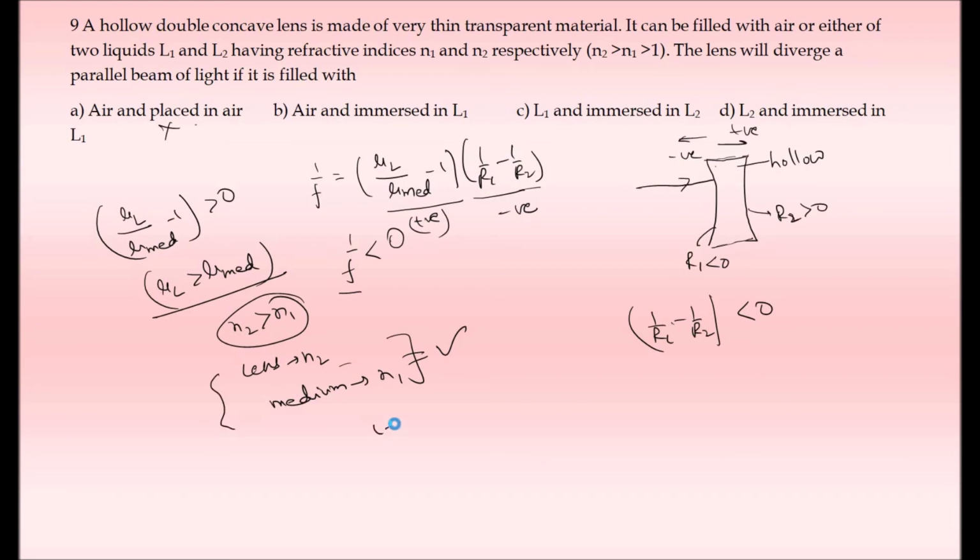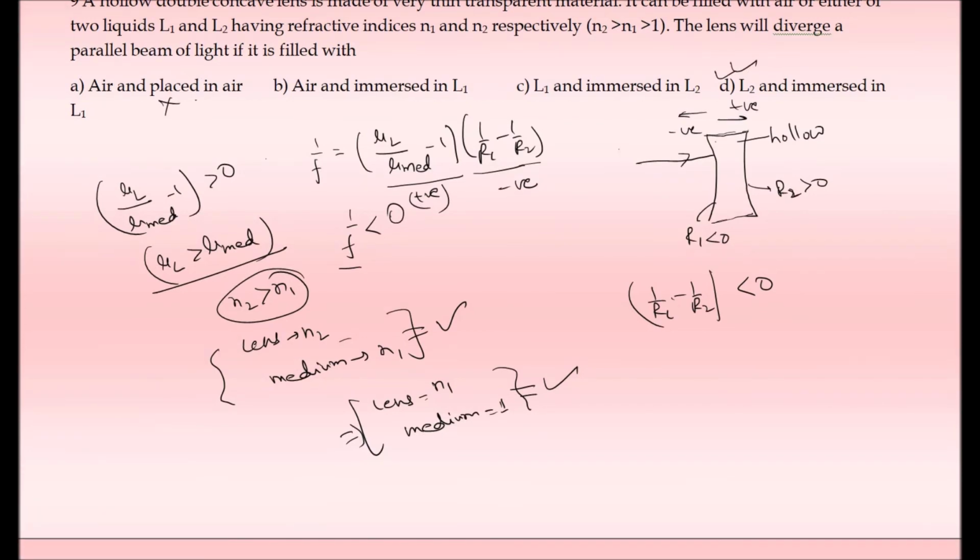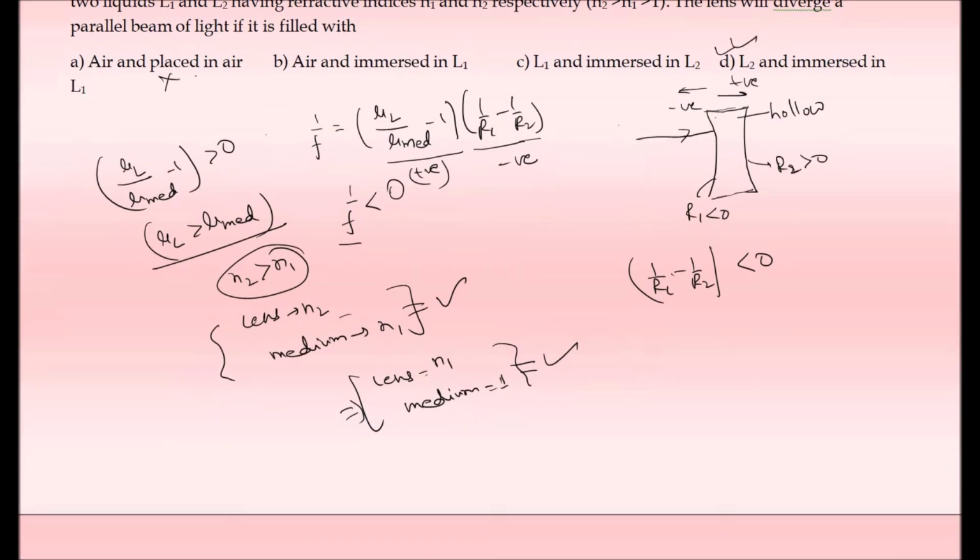And for the second option, if we fill the lens with n1 and the medium is air, then also it will diverge the light ray. So for both conditions, the light ray will diverge. So if you see, option D is correct. Now we will move to our next problem.